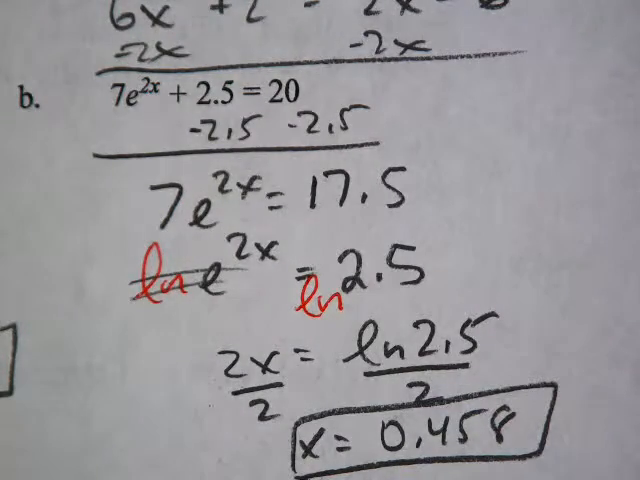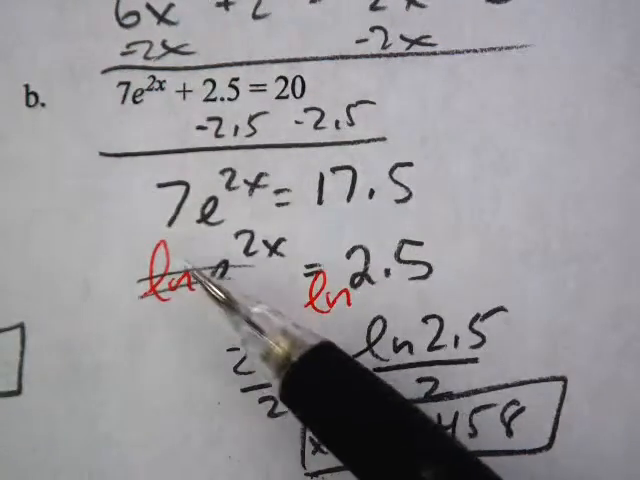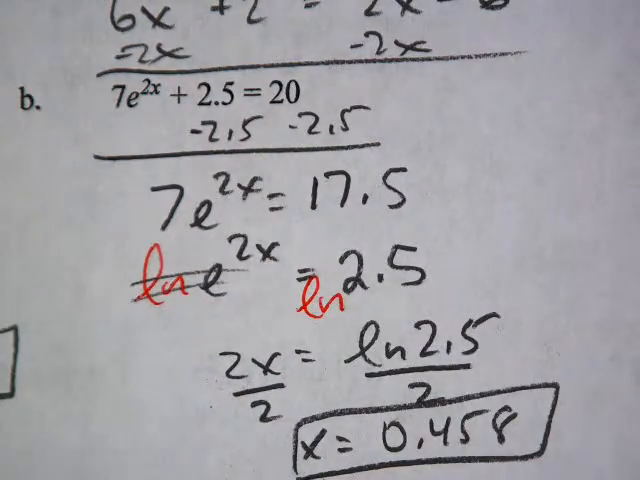Once you do number 4, just like that, don't start off natural logging everything until you have a base and an exponent. So you had a base e and then the exponent. That's when we decided to natural log.